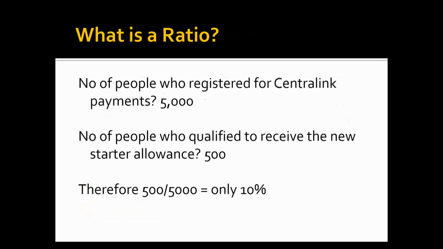So what is a ratio? A ratio is an algebraic expression that denotes the relationship between two variables. Let's have a look at this simple example. Imagine in a particular year the number of people who registered for Centrelink payments is 5,000, and then the government decided to approve only 500 applications out of these 5,000, which is 500 divided by 5,000, so 10% of people got qualified for the allowance. Simple, right? That's how we interpret a basic ratio, and that's the foundation. If you can understand this simple thing, the rest is going to be very easy. You can see the connection between those.